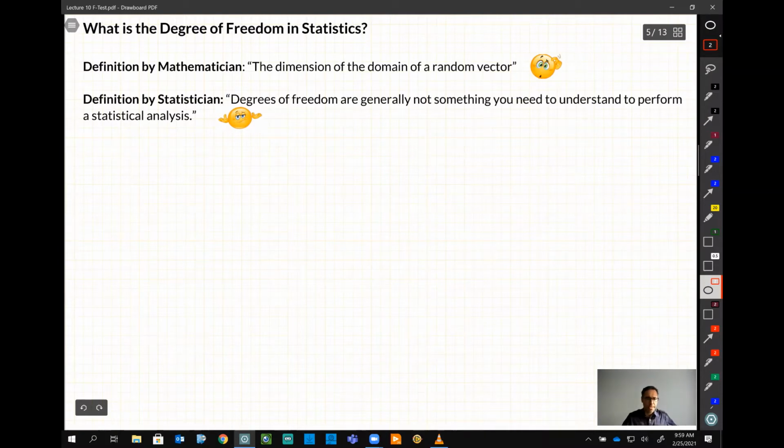I'm going to quickly check chat. Okay, I will get back to that summary in a moment. Let's focus on the degree of freedom, then I'll get back to the question in the chat.